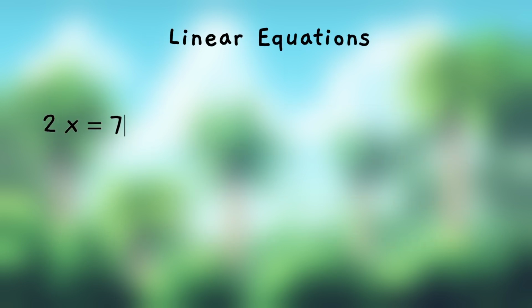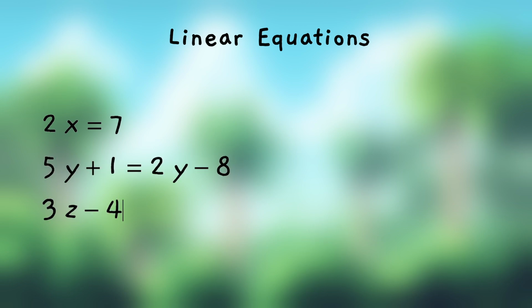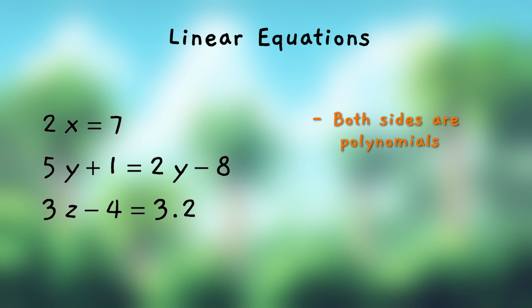There's 2x equals 7. How about 5y plus 1 equals 2y minus 8? And 3z minus 4 equals 3.2. One thing that all three of these equations have in common is that both sides of the equations are polynomials. And it's also worth pointing out that in each of these three equations, there's only one variable. And also in these three equations, the degree of the polynomials is 1. These are some of the things that you look at to determine how complex an equation is and what techniques you need to use to solve it.